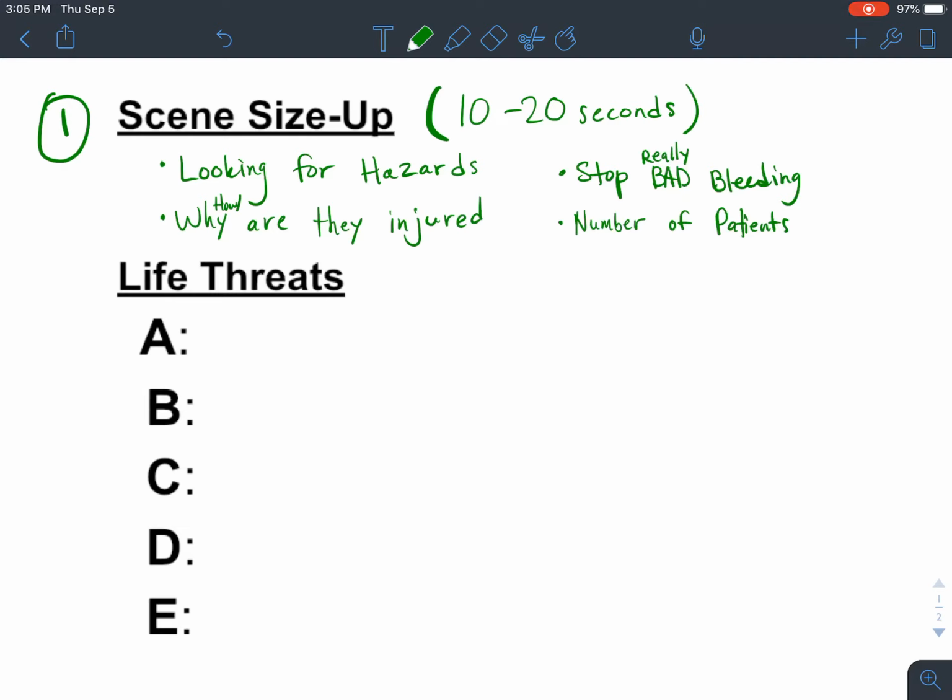But if they're bleeding really bad, we need to stop that bleeding, and we need to make sure that they are the only patient and that there aren't any others. So we need to check for that and make sure that we know all the patients that are there.